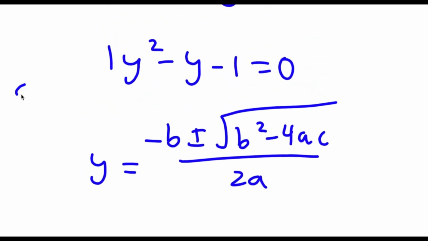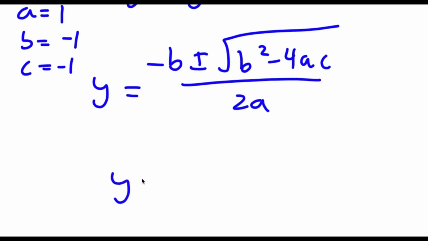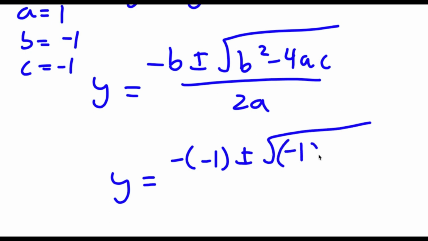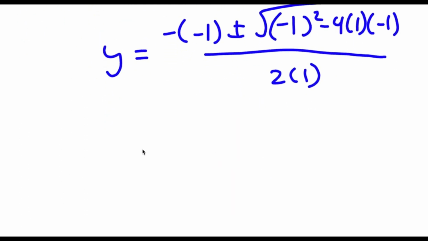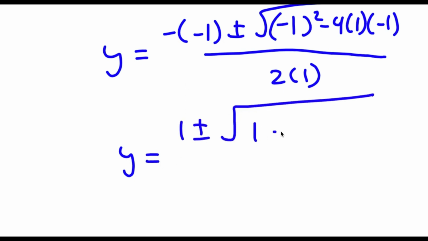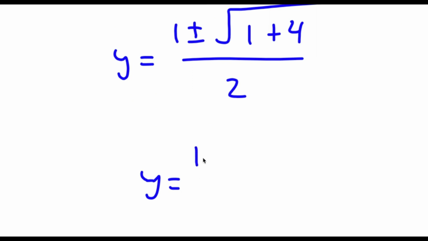So in this case, a is equal to 1, b is equal to negative 1, and c is equal to negative 1. So now I have negative of negative 1 plus or minus the square root of negative 1 squared minus 4 times 1 times negative 1 all over 2 times 1. So now this is equal to 1 plus or minus the square root of 1 plus 4 all over 2 times 1 is 2. And now this is equal to 1 plus or minus the square root of 5 over 2.